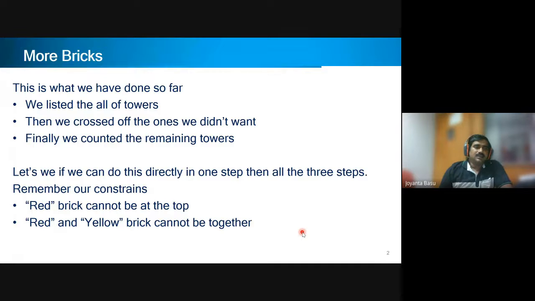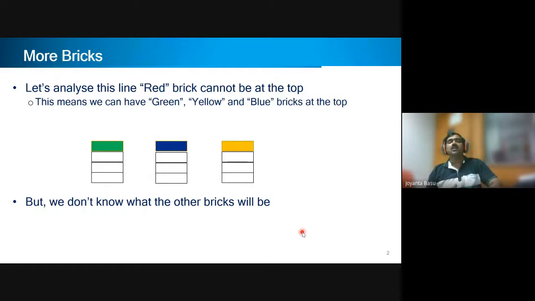This is what we have done so far. We listed all of the towers, then we crossed off the ones we didn't want. Finally we count the remaining. Let's see if we can do this directly in one step instead of all three steps. Remember our constraints: a red brick cannot be at the top, and red and yellow bricks cannot be together. So we will try to find some kind of pattern.